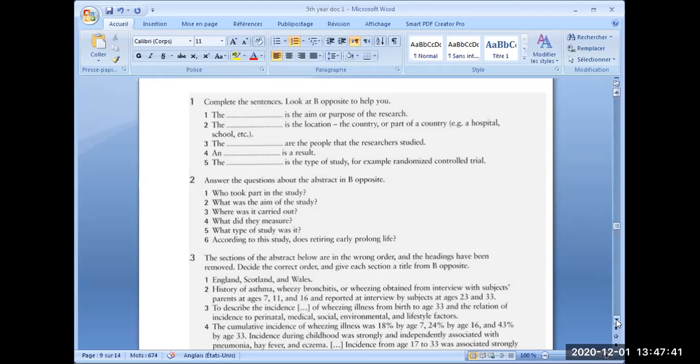So to answer the following questions, 2 and 3, you need to have read the text. So this is going to be the work you can do really without my help. You don't need me to answer these questions. Let's move to page 10.